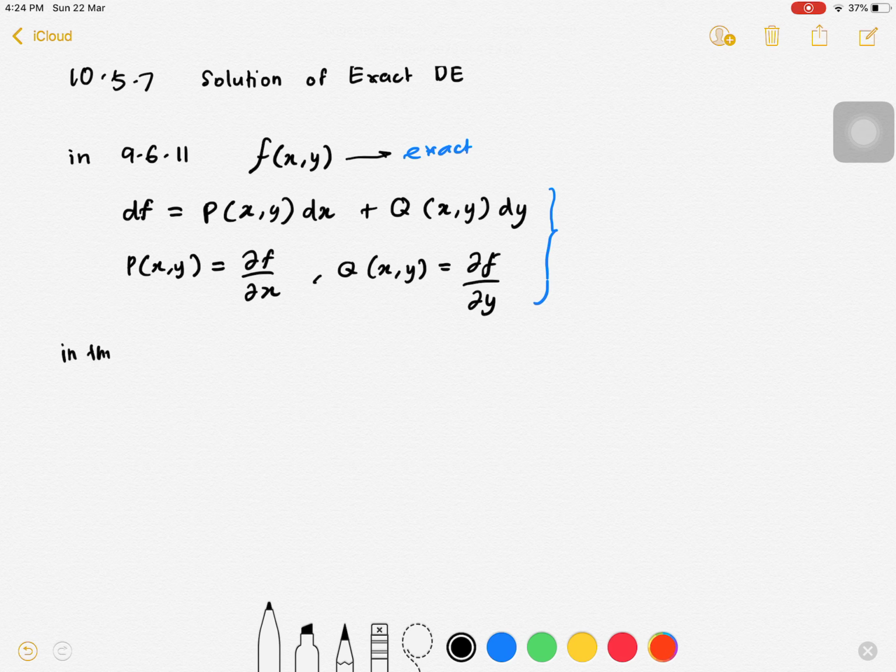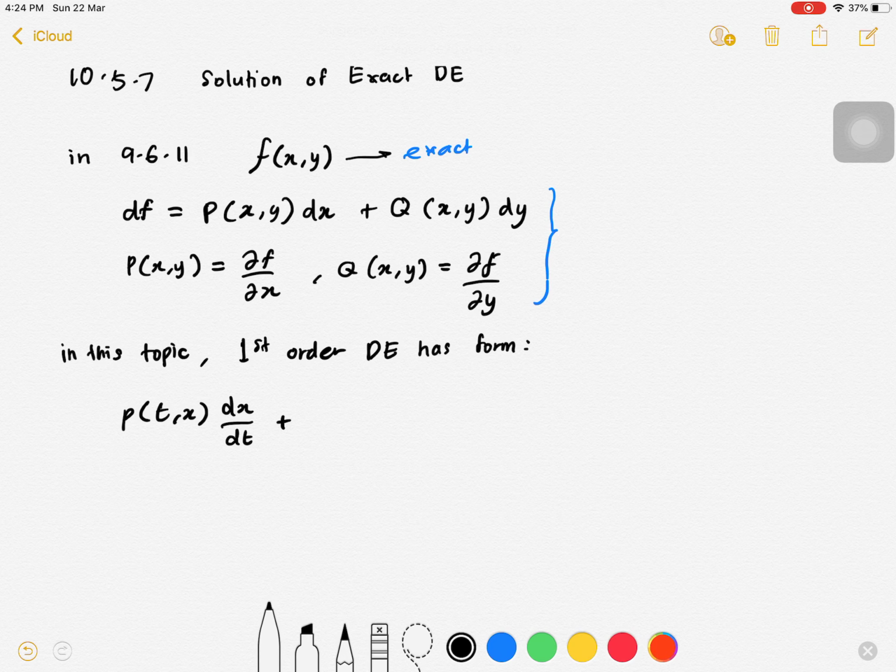So in this subtopic, for the first order differential equation, we have the form p, instead of xy we use t, x, dx dt plus q(t, x) equal to 0. If you are aware, we have a similar p here and here, and a similar q here and here. So it is almost the same. The difference is we don't multiply everything in this equation with dt. If we multiply everything with dt, we will have the same formula right here.